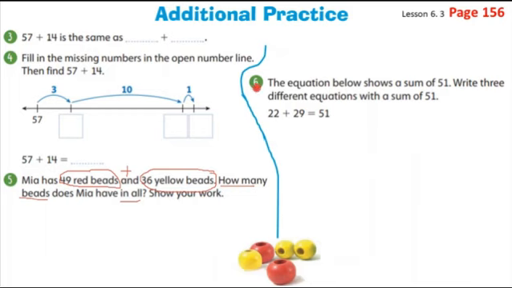calculations. Number 6, the equation below shows a sum of 51. Write 3 different equations with a sum of 51. So we have 22 plus 29 equals 51.